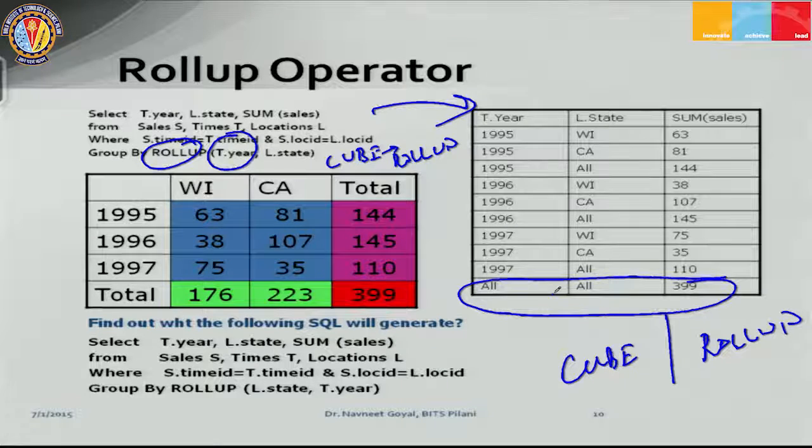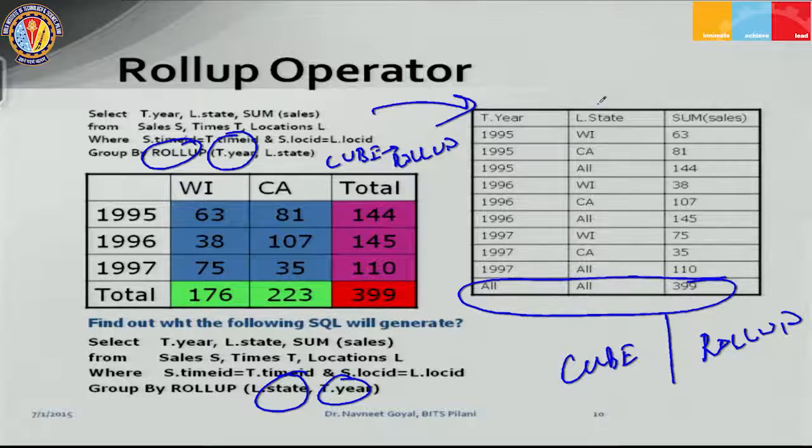Okay, so if you count 1, 2, 3, 4, 5, 6, 7, 8, 9, 10. Okay, so two things are not featuring in this. Similarly, if I reverse the role of year and state in this roll up, you should be able to see what the roll up would be, what would be the result.